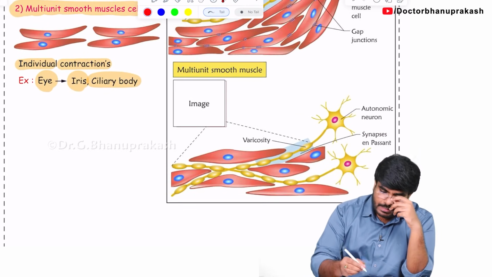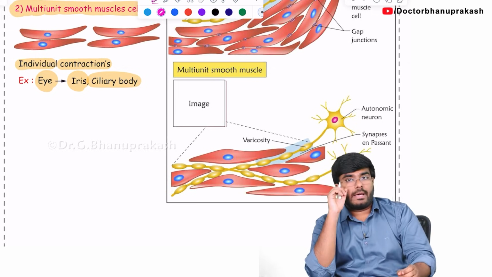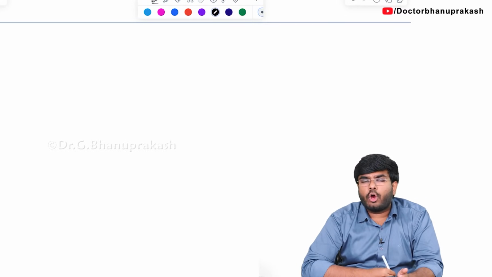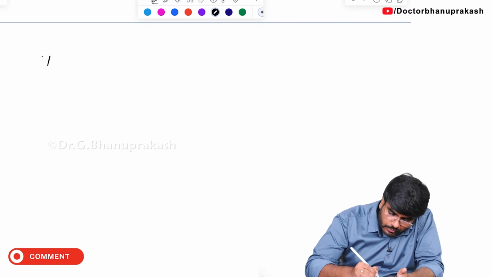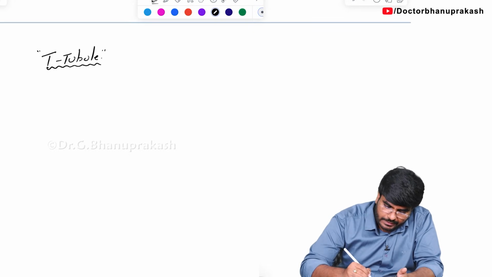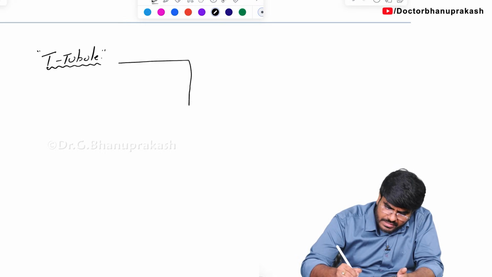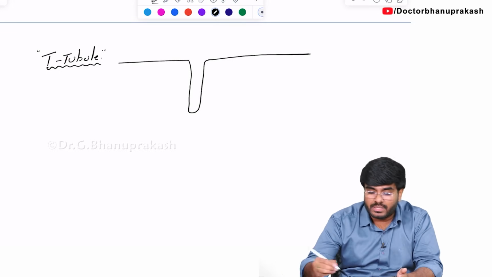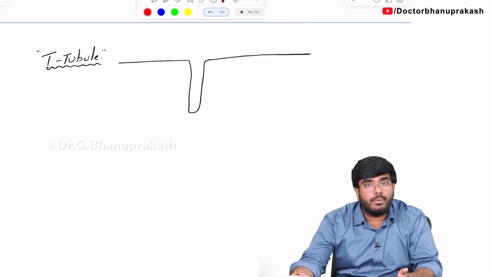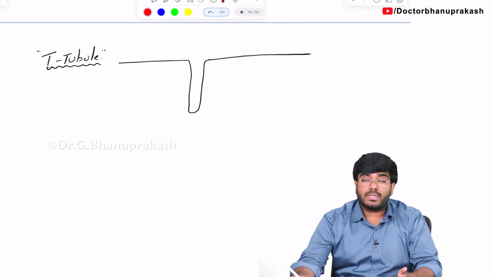Next, what else is the difference between a skeletal muscle and a smooth muscle? In a skeletal muscle, we have something called T-tubules. The T-tubule is nothing but an invagination of the muscle cell membrane into the cytoplasm, also called the transverse tubule, on which the DHPR channels, voltage gated calcium channels, are present, we know.